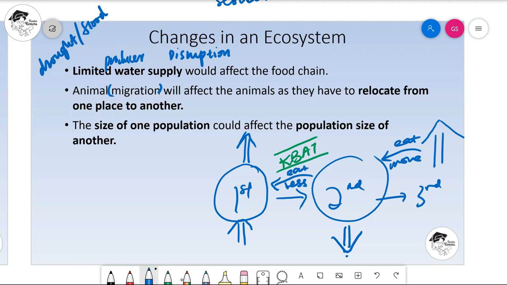Why increase? Because the secondary consumers eat less of the primary. Because there are lesser secondary consumers. If you have lesser secondary consumers, it means fewer animals go and eat the primary consumer. So the primary consumer will definitely increase suddenly. That is why the relationship in a food chain is important. The food chain cannot be broken. Okay? So this also came up in questions.